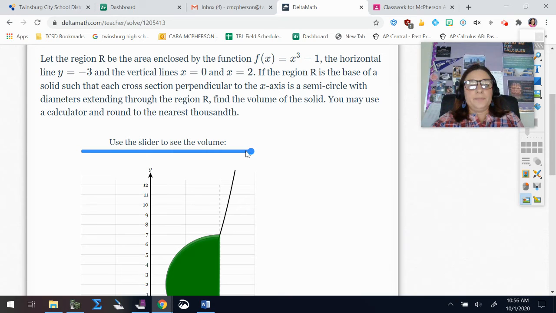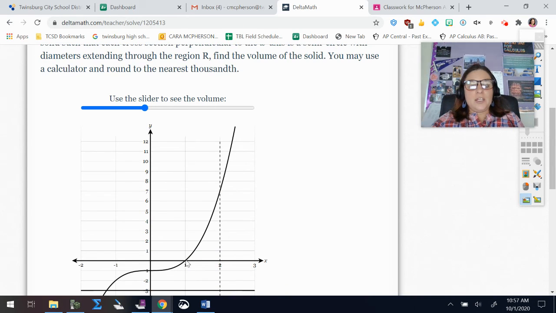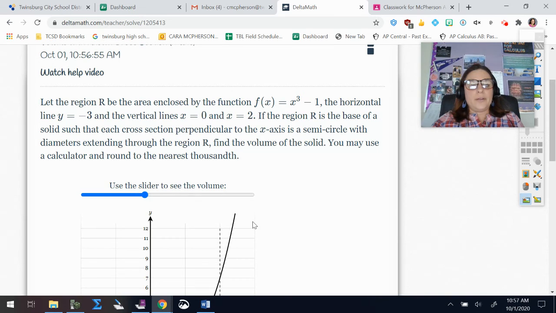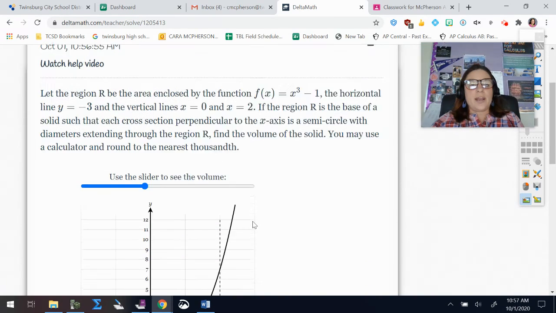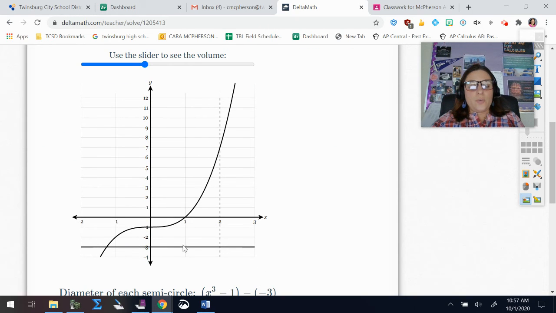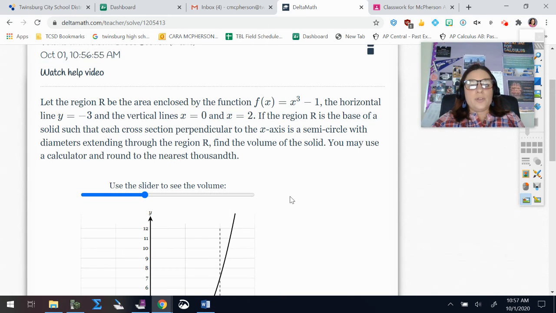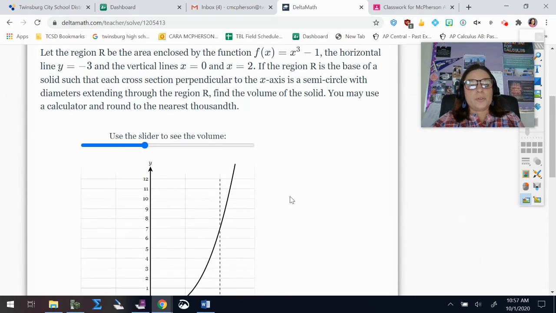So with this one, my base is the cubic x cubed minus 1, the horizontal line y equals -3, and the vertical lines x equals 0 and x equals 2. So we've got my x equals 0, x equals 2, my horizontal line, my curve. So this is my base. I kind of wish they would color that in a little bit. This is my base that's going on here. And we are going to slice it into semicircles.